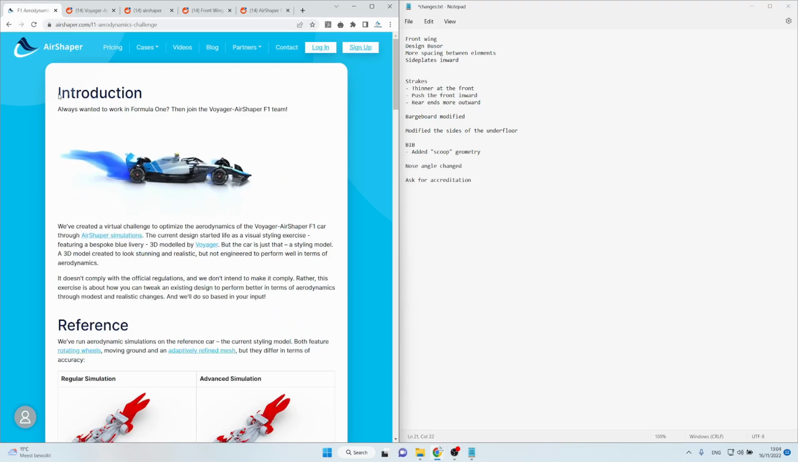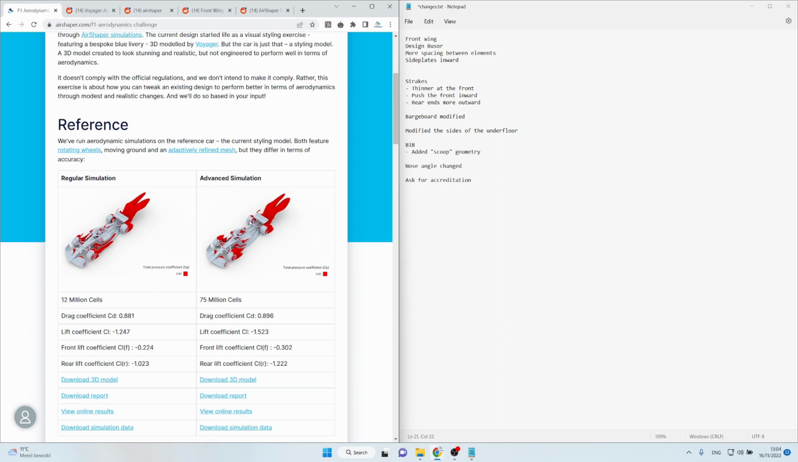As you may have seen, we launched a design challenge called the Formula One Challenge, where we are virtually taking part in Formula One and we want to optimize the aerodynamics of a styling model, which wasn't necessarily made to perform well in terms of aerodynamics, but now we're actually going to tune the model to make it have proper aerodynamic properties. The way we went about it is that we launched reference simulations at two resolutions.